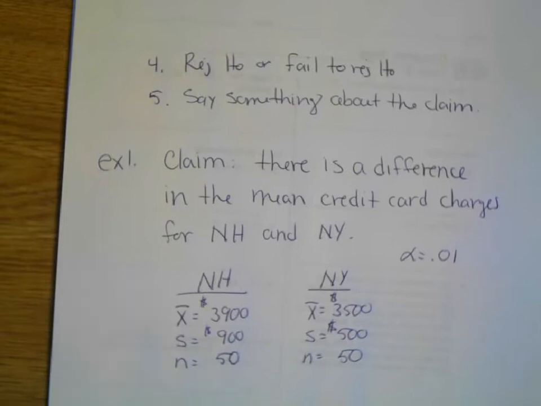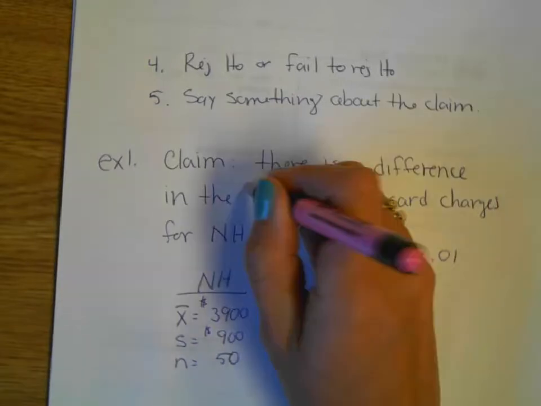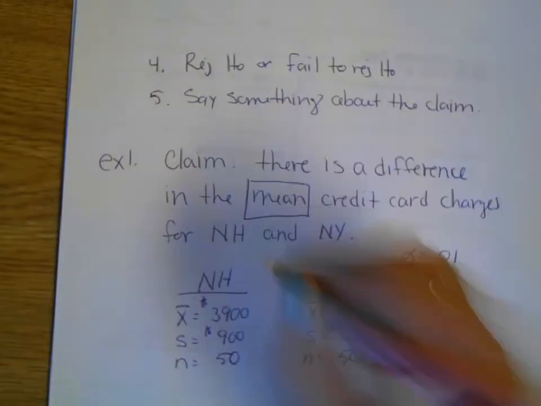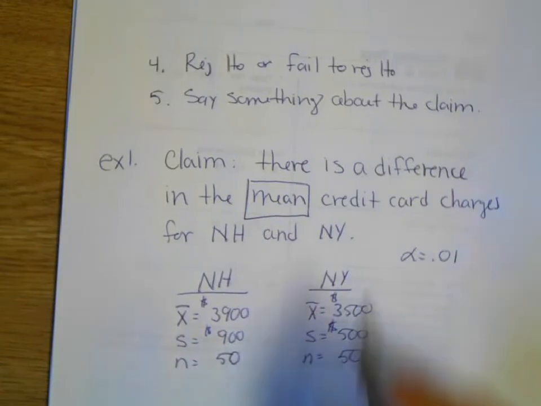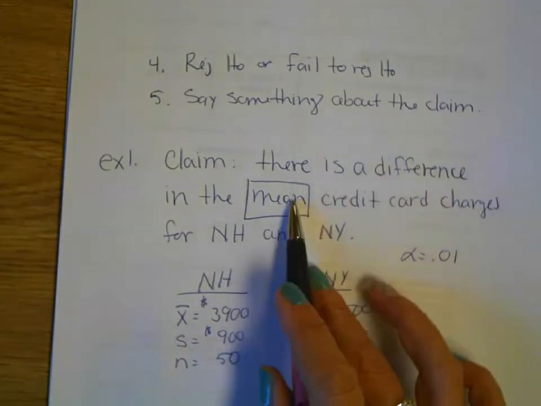Okay, so again, the claim is a little trickier. That's about the hardest part of the whole process, writing the claim, comparing the two. But again, the claim is about a mean, the mean difference. So what they're telling me is there is a difference.